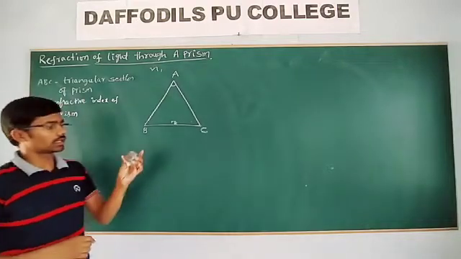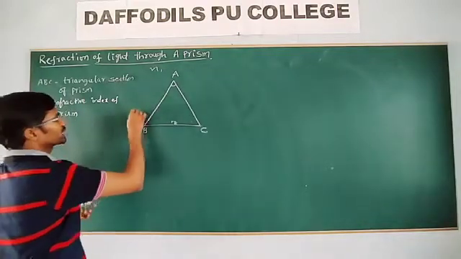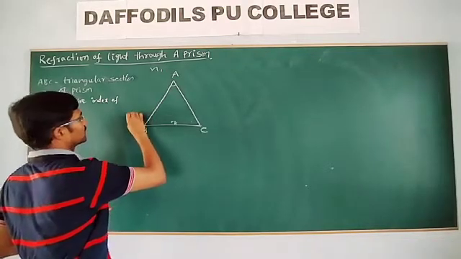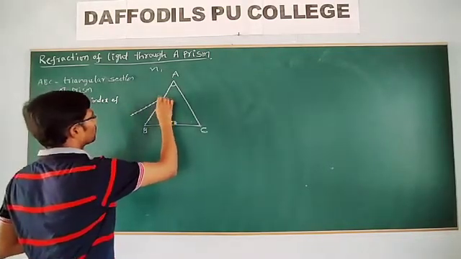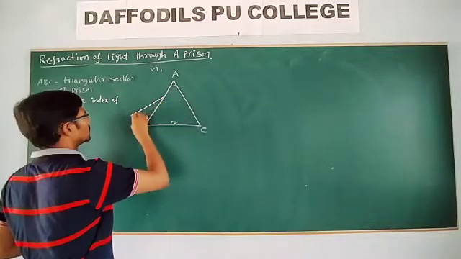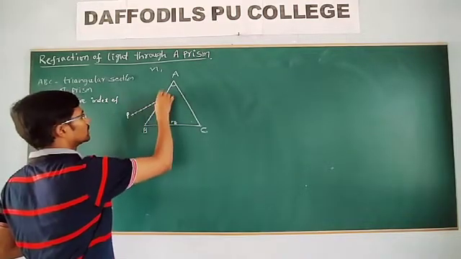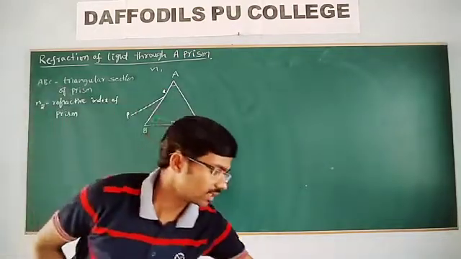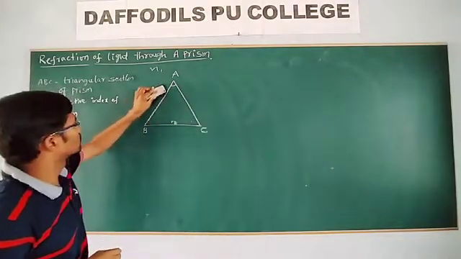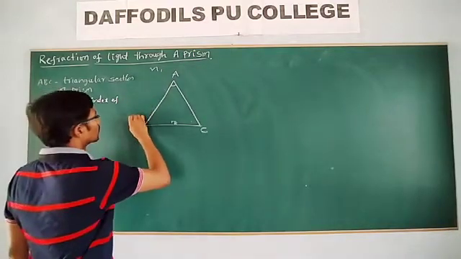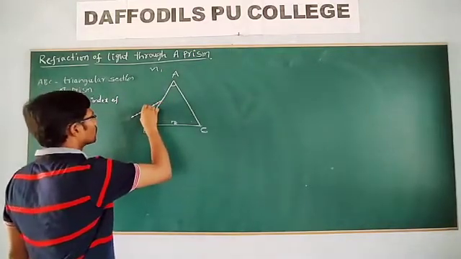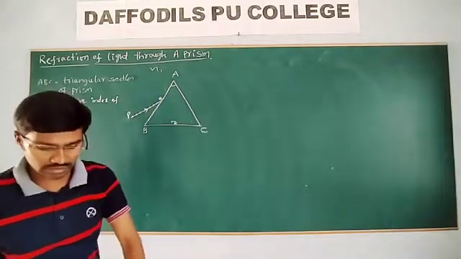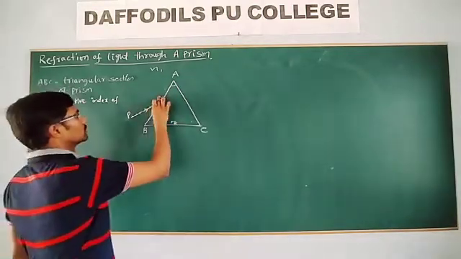Let a light ray PQ be incident on the first phase of the prism. This is P and Q. PQ is the first face of the prism. PQ is the incident ray, which is incident on the first face of the prism.